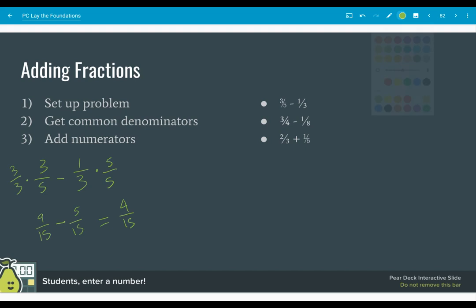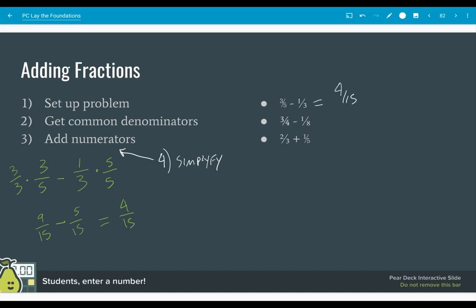And the last step that's missing is going to be to simplify. Okay, 15's factors are 5 and 3. 4's factors are 2, so we can't simplify. So this one works out to be 4/15.